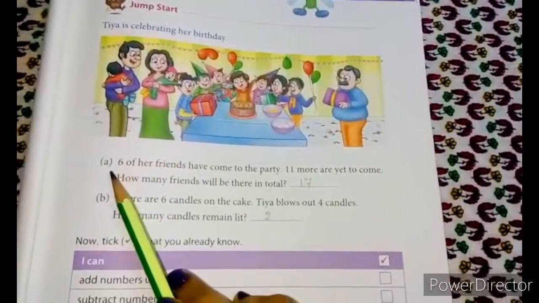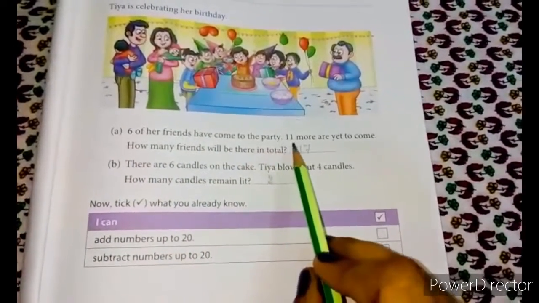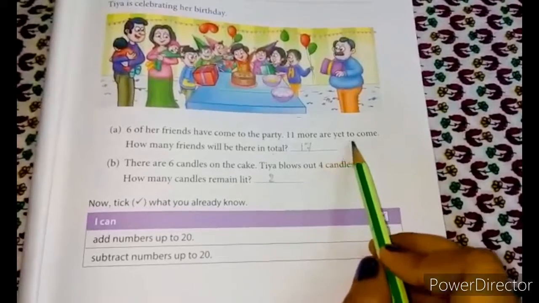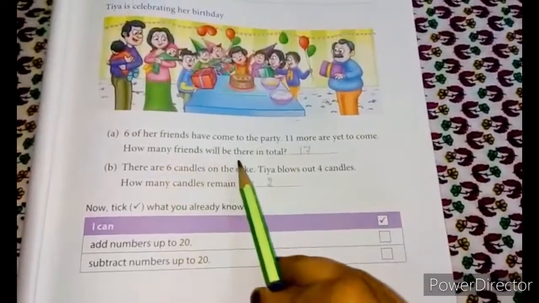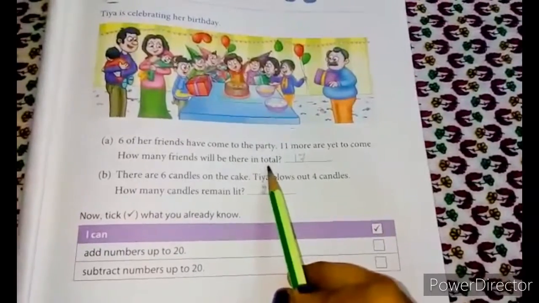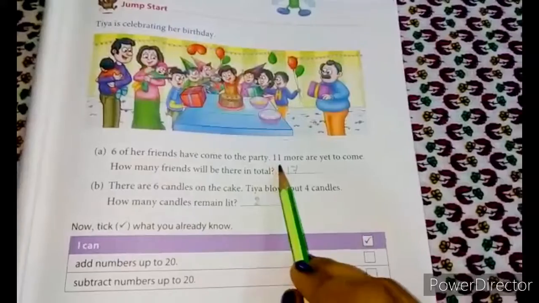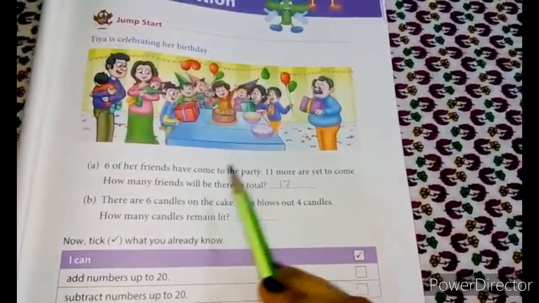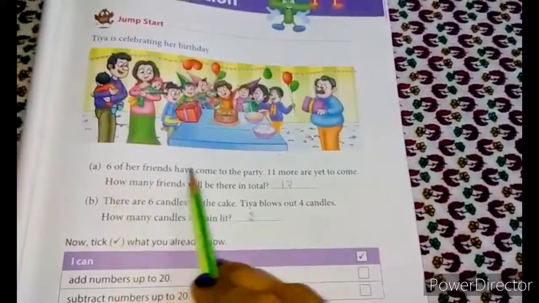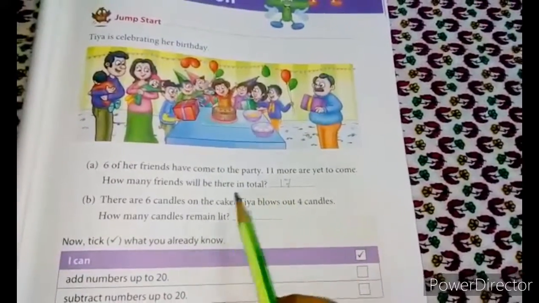Now come to this point, students. 6 of her friends have come to the party. 11 more are yet to come. How many friends will be there in total? So what is written here? In total. That means we have to add the numbers. We have to add 6 with 11. So the answer will be 17. 6 plus 11 is equal to 17. So we have to put 17 here.